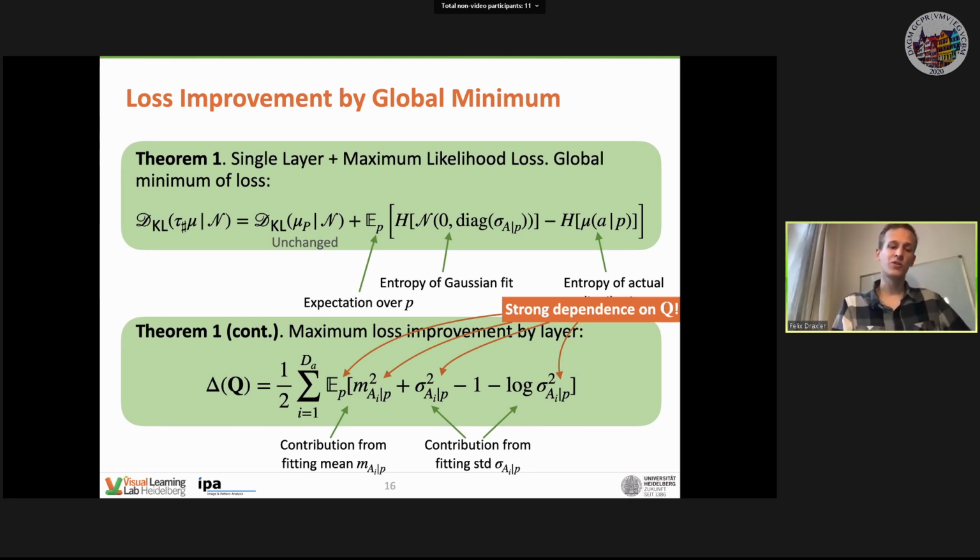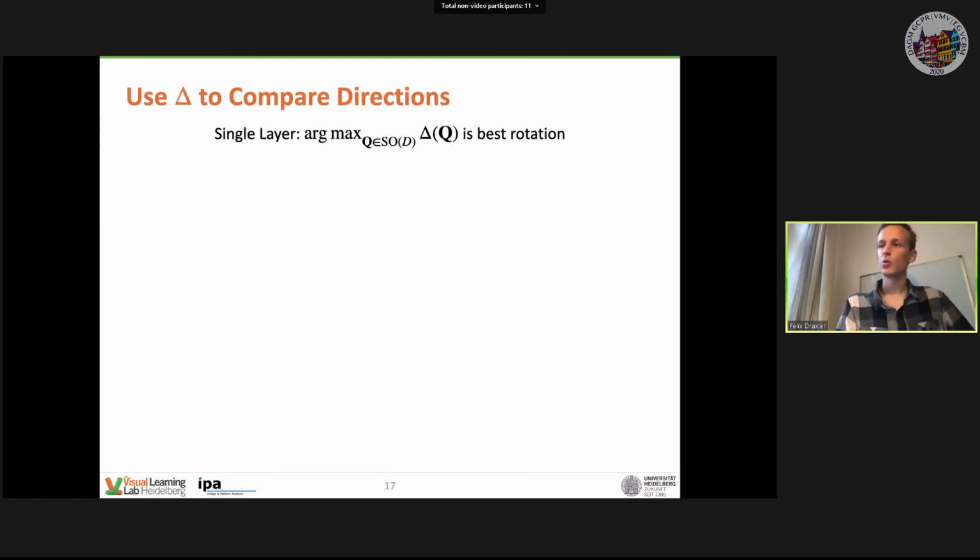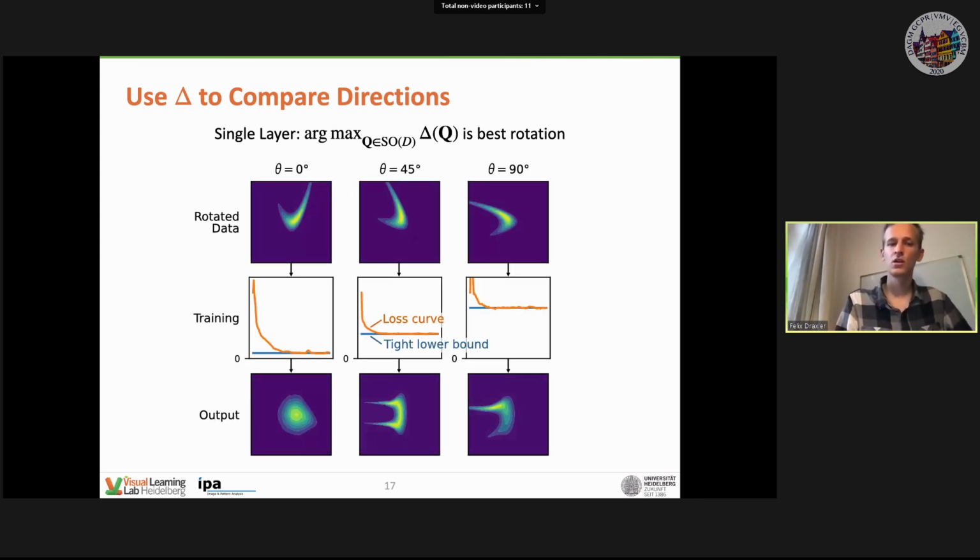Now that we know for a certain rotation Q what the maximum loss improvement will be, we can use this to compare different rotations. So we can solve this optimization problem where we want to choose the rotation so that with one single layer we can maximally reduce the loss. And if we compare different rotations here, we see that there's one rotation that really hits it off in comparison to the other ones. And you also see that this is a tight bound, what we computed, so the loss curve actually achieves this bound.